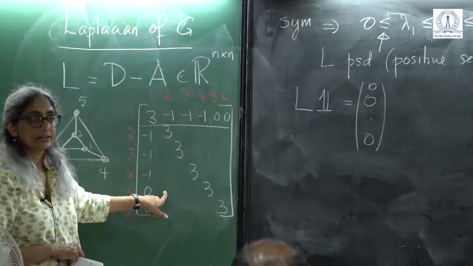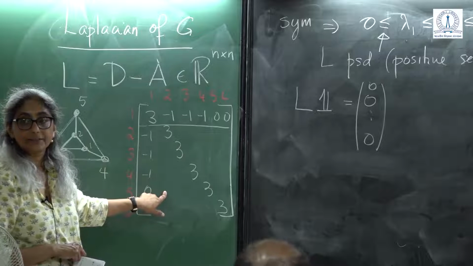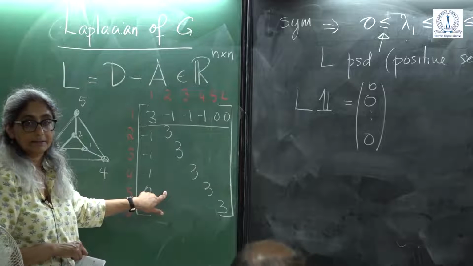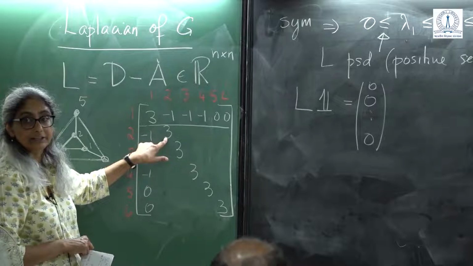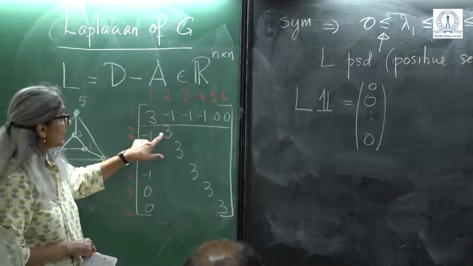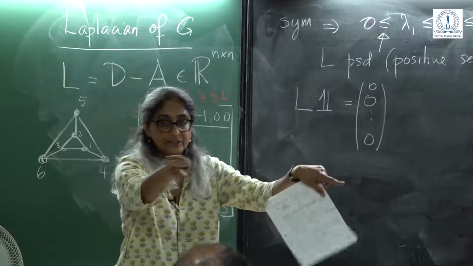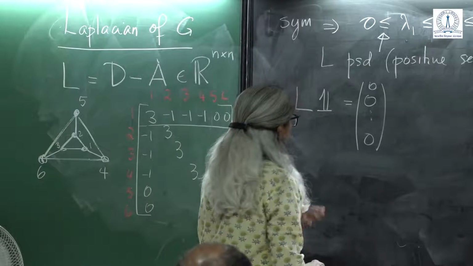Does it matter whether it's a regular graph or non-regular graph for this argument? Doesn't matter. This can be a different degree, but the degree will cancel out with all the minus ones that correspond to the edges that are coming out of that vertex. So this is always true.